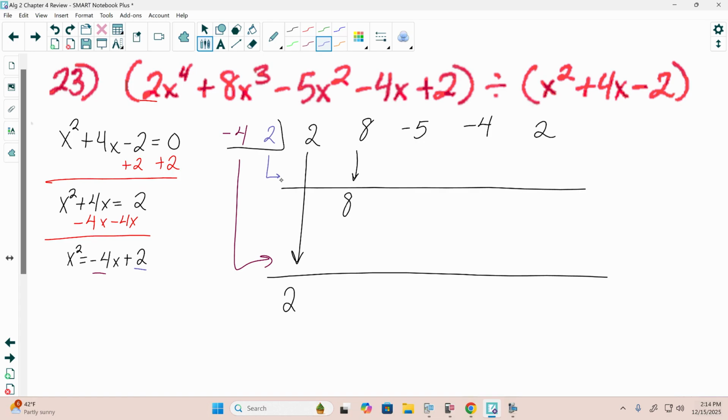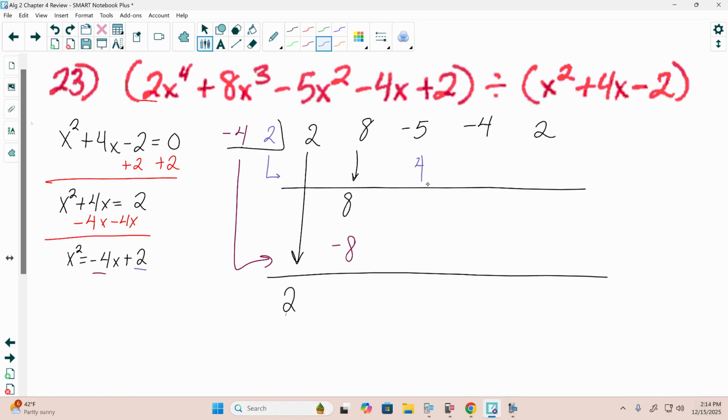So the first thing we're going to multiply is negative 4 times our 2. And negative 4 times 2 is negative 8. We put it above the second line under our number. So we put the negative 8 under the 8. Then we're going to do 2 times the 2 on bottom. 2 times 2 is 4. We put it above the first line under that next number.